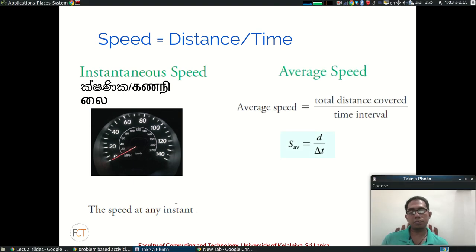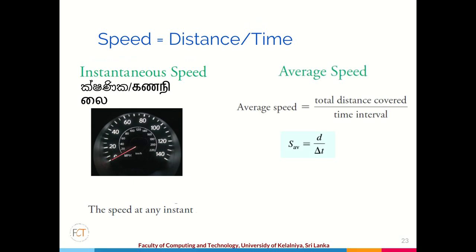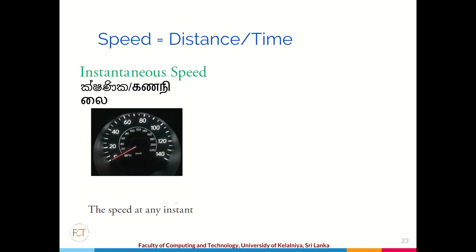Now, this type of velocity is not average velocity, it's called instantaneous speed. Of course, in a car, when you look at the speedometer, you get speed, not velocity. So this type of speed is called instantaneous speed. You can say right now speed, or speed at any instant. So at a given instant of time, if you want to find the speed, you look at a speedometer.